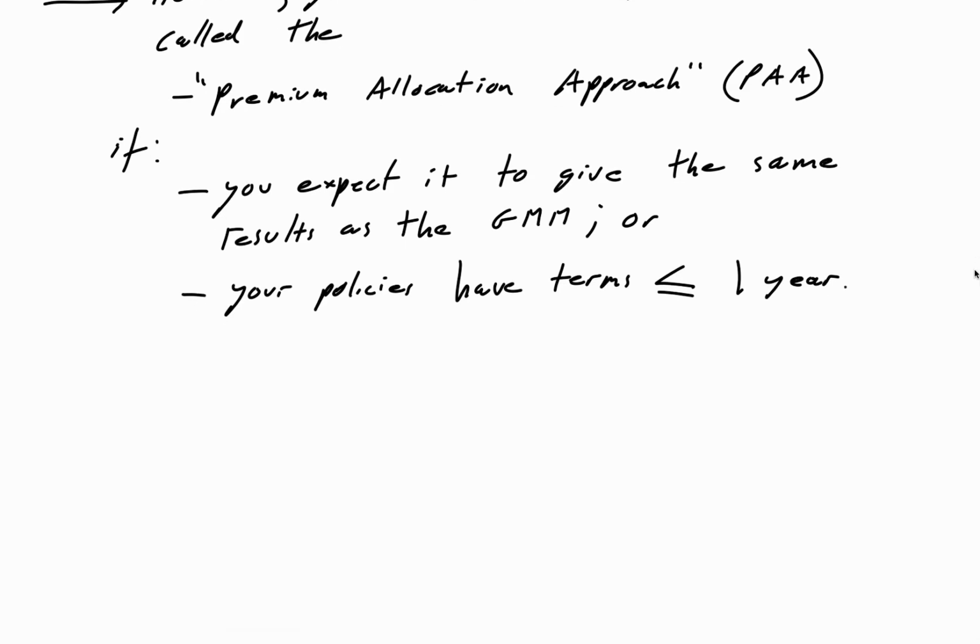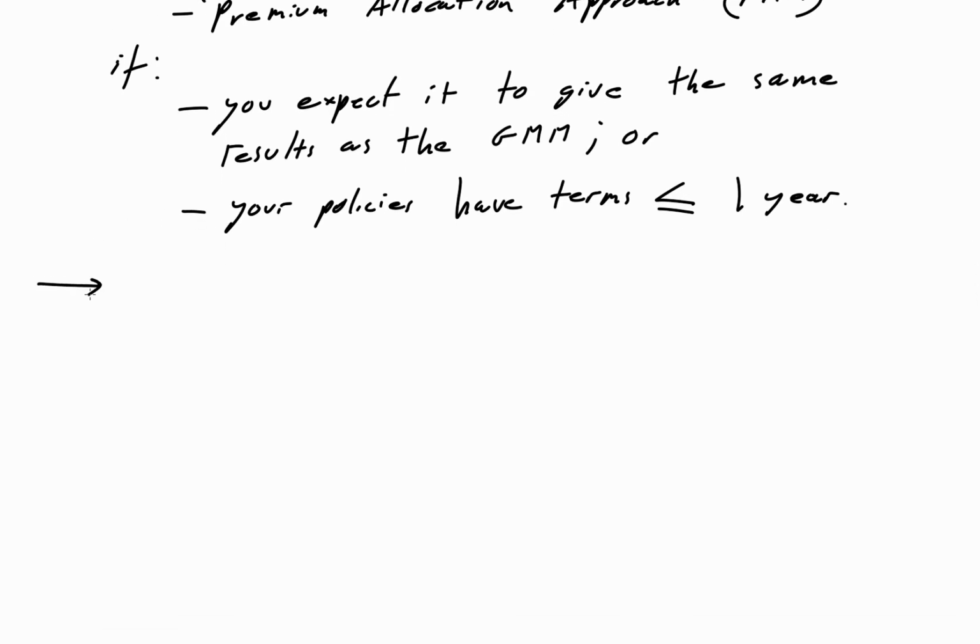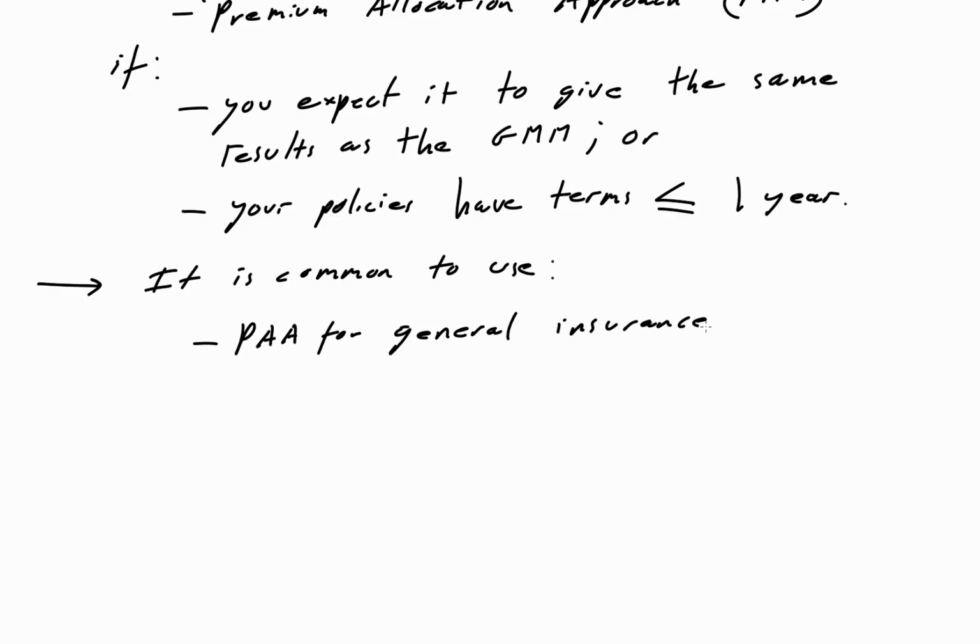So just to make this kind of clear, to finish it off, it is common to use PAA for general insurance and GMM for life insurance.